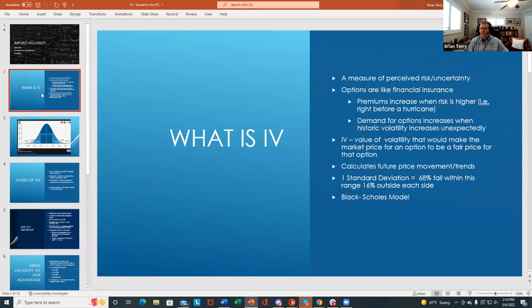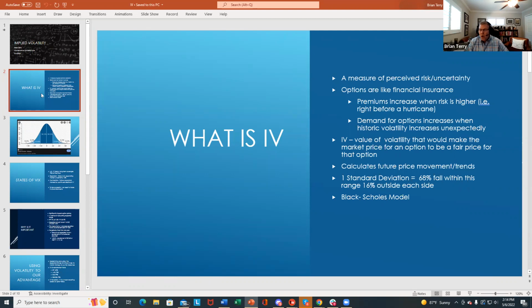And options are like financial insurance. For those that live in Florida and probably even in Texas, premiums, IV or options are like insurance. The premiums will increase as the risk gets higher. I live in Central Florida, and we have a hurricane season that kicks in around June 1st and runs through October. As they get a named storm out there, if you went to purchase homeowners insurance, you're going to pay a higher premium because there's a risk out there.